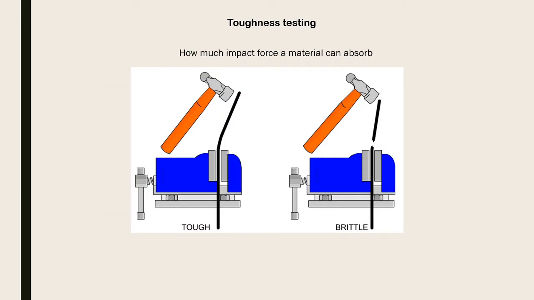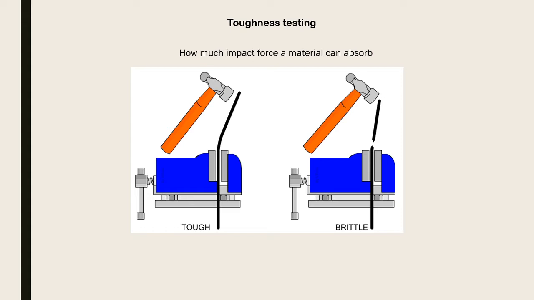So next you've got your toughness test. This is about how much impact force a material can take before it breaks. Now the opposite of toughness is brittleness. So what you do is you take your material, put it in a vise and give it a hit with a hammer. If it bends and doesn't break, it's tough. If it breaks, it is brittle.